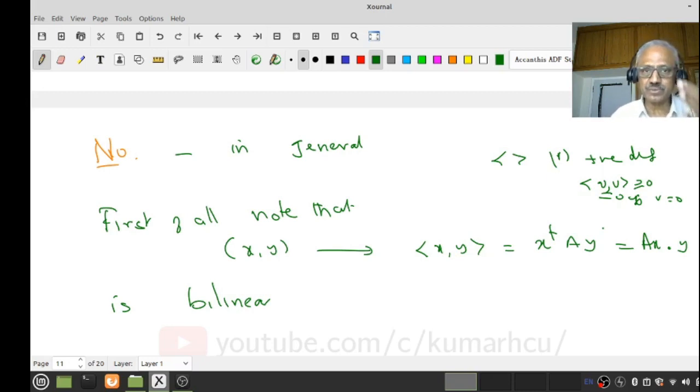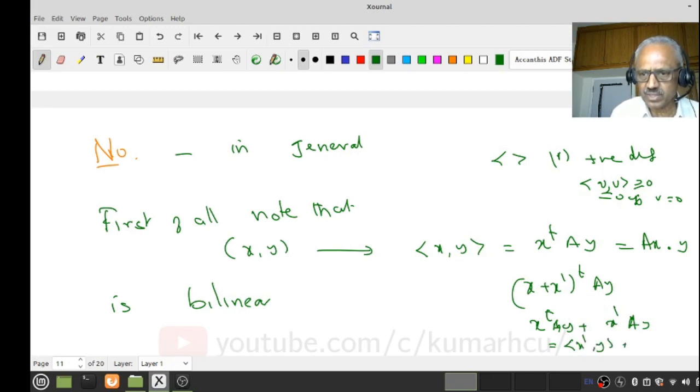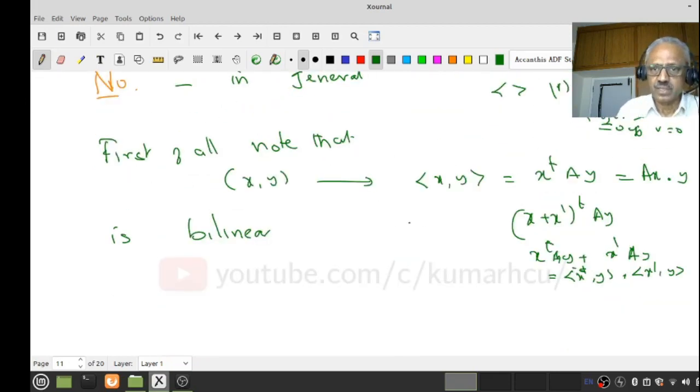That's very easy to say because it's because of matrix multiplication. What will be the inner product of x plus x dash with y? That will be (x plus x dash) transpose AY. But remember, matrix multiplication is again distributive. Therefore, it is x transpose AY plus x dash transpose AY. Therefore, this is the inner product of x and y plus the inner product of x dash and y. And similarly for scalar multiples. And again with respect to y, you can do a similar thing. Are you following what I am saying?